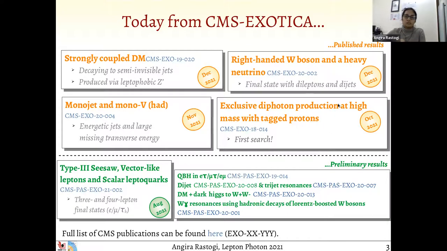Some of these were published in just the last couple of months, so they are very recent. And then we are also going to look at some preliminary results. But for the full list of CMS publications, you can refer to the link at the bottom.